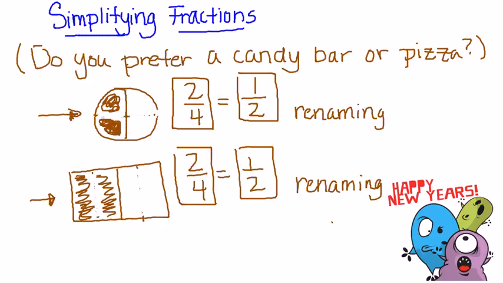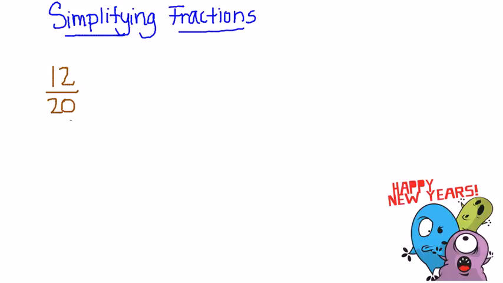So how does this affect what you're doing today? Let's say we have the fraction 12/20. I'm not going to draw this because it would take forever for me to draw a pie and cut it into 20 pieces, and to take a candy bar and cut it into 20 pieces. It would take me a really long time. So instead, we're just going to deal with 12/20.